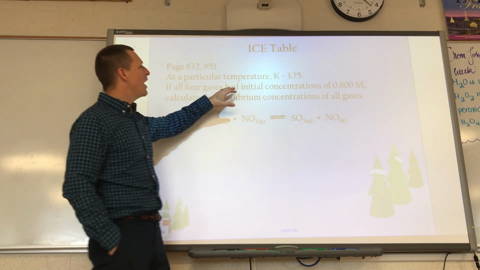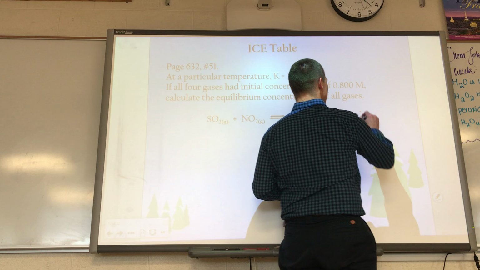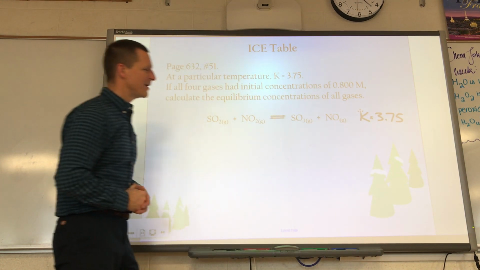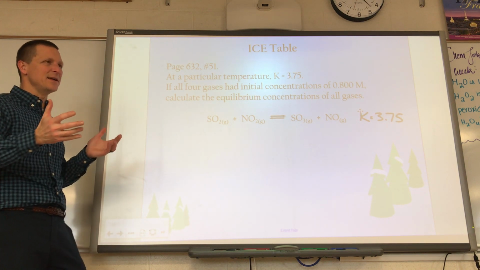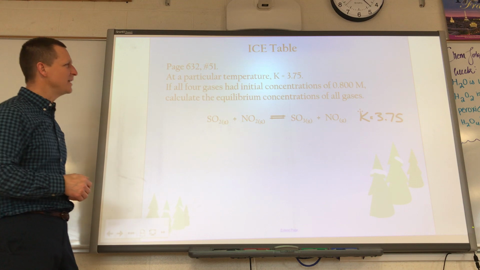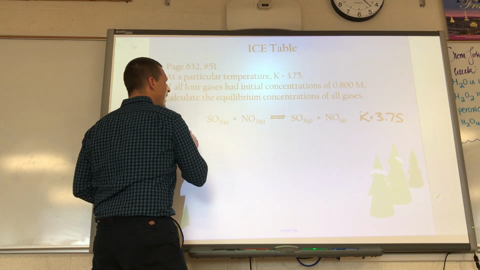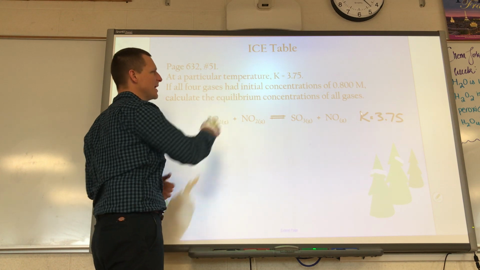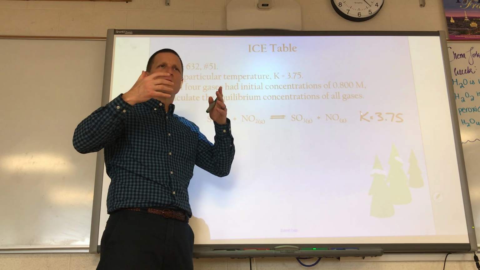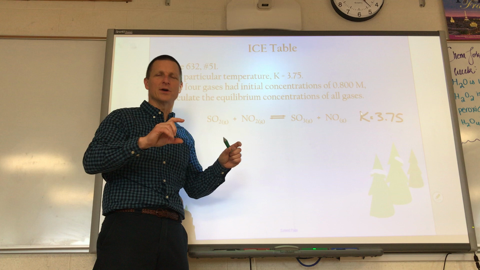In this problem, we have a K value of 3.75. I like to have the K value right next to the chemical equation. It doesn't say Kc, but it means Kc. And it says that all four gases have an initial concentration of 0.8 molarity. Then it asks, what are the equilibrium concentrations of all gases? Anytime a question gives you something about the beginning of a reaction, and then asks you something about equilibrium, then make an ICE table.